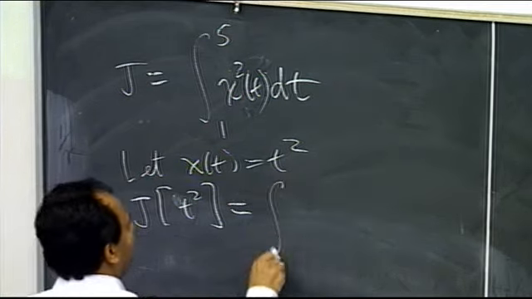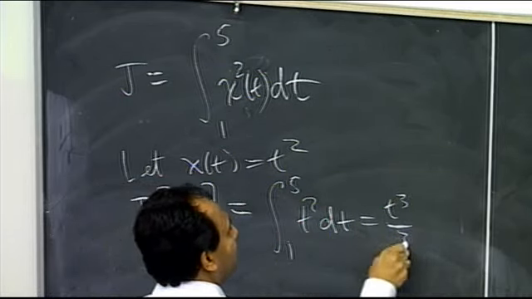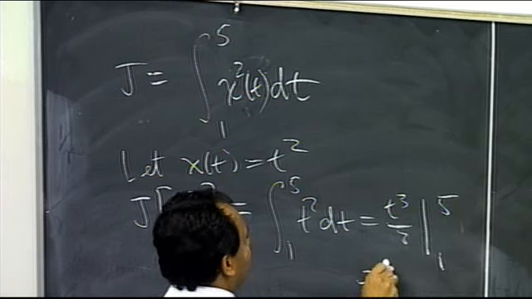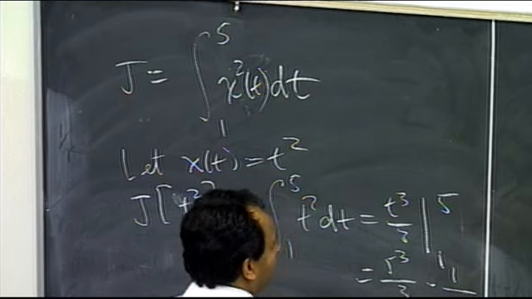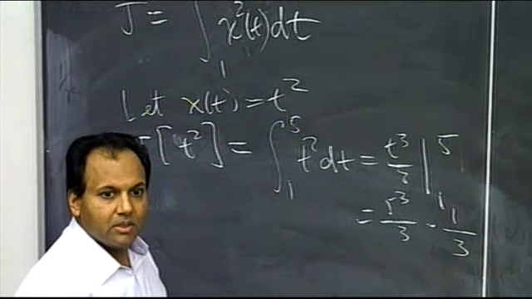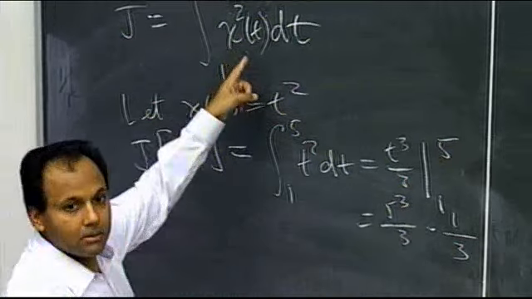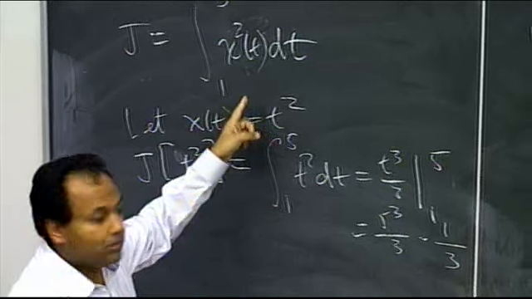I get the integral from 1 to 5 of t squared dt, which is equal to t cubed over 3 evaluated from 1 to 5, which is equal to 5 cubed over 3 minus 1 over 3. Right? Is that a function of t? It's not. Is it a function of t? Yes or no? What if I change the function?